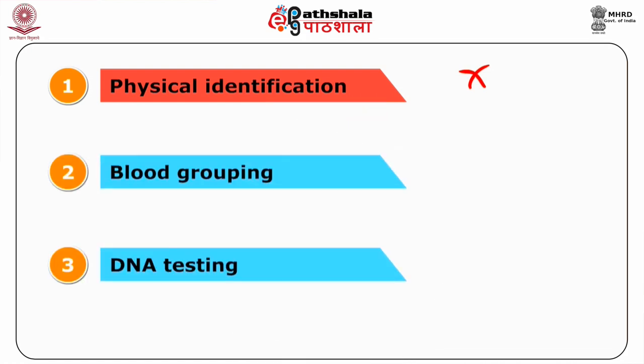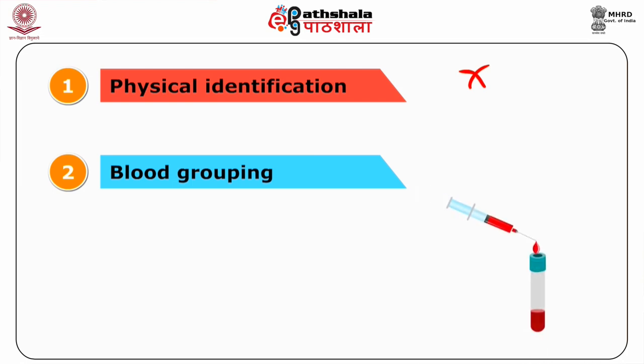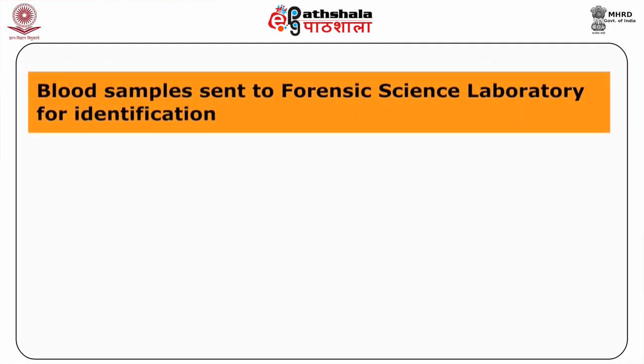Now, the second process is of blood grouping. The blood samples of the child, the original parents, and also that of the suspected parents were taken and sent to the forensic science laboratory for identification. The following method was applied in the laboratory.